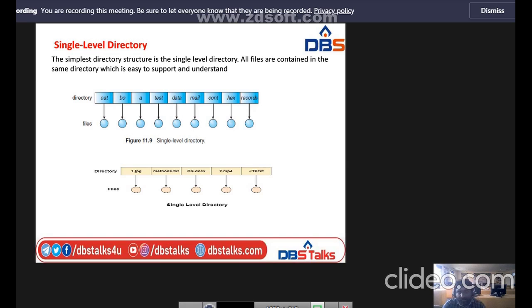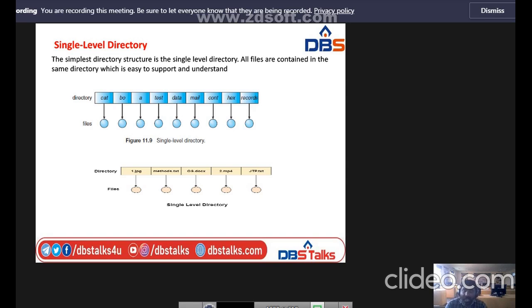If the size of a particular file is very small, then it is very easy to search that particular file. So searching becomes faster and easier. Next, file creation, searching, or deletion is very simple since we have only one directory. If we want to search or delete a particular file, it is very easy. So next, what are the various disadvantages of a single level directory?